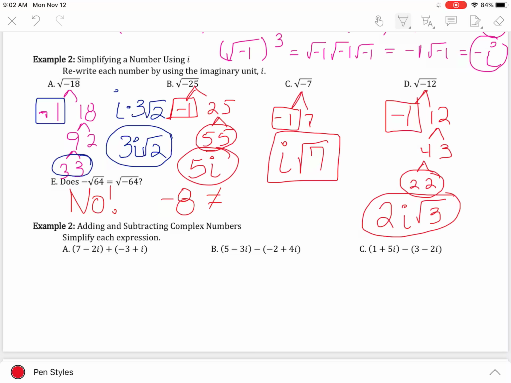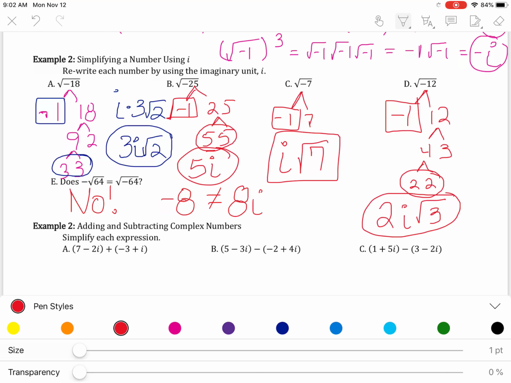Radical negative 64 is 8i. Negative 8 does not equal the same thing as 8 times i. So just be careful. Make sure that if it's underneath the radical, we are taking the letter i. If it just has a negative, make sure that you write the negative on the outside. So for letter E, make sure that you have no.